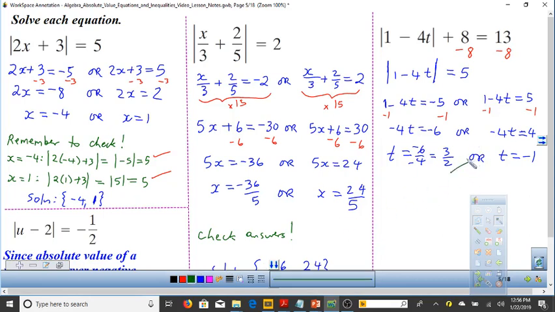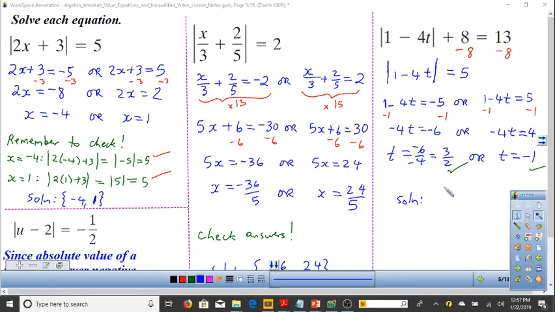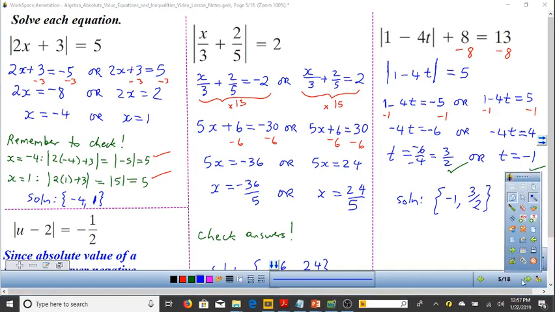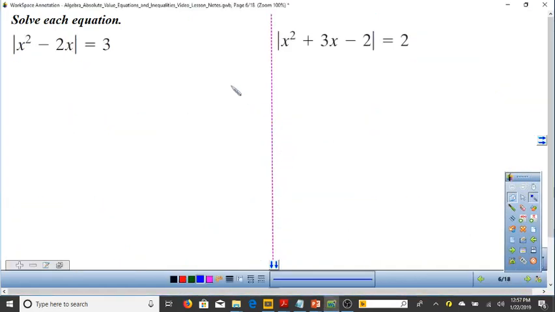And then for the other one, plug in negative 1. 1 minus 4 times negative 1 is 1 plus 4, that's 5. And absolute value of 5 is 5 plus 8 is 13. So both check out, both answers are correct. So the solution here is negative 1 and 3/2. I'm just writing them in numerical order from left to right on the number line. Let's do another couple of examples here. This one looks a little bit more involved. This involves absolute value quadratic equations.